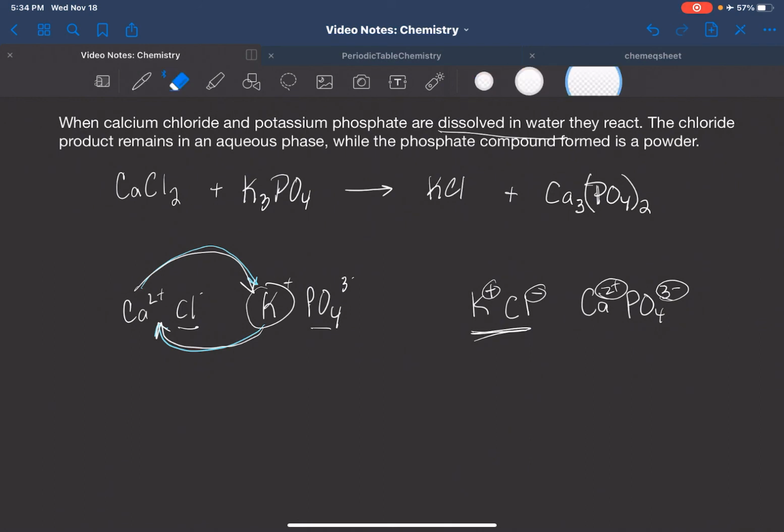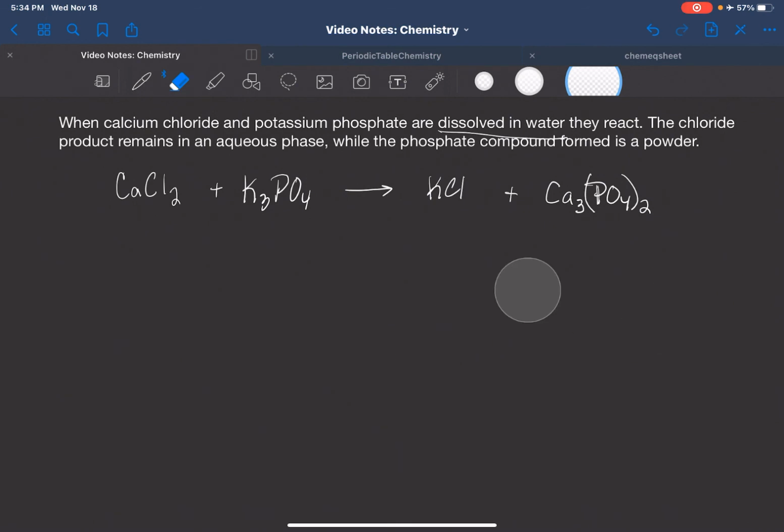So now let's go ahead and clean this up. Get that scratch work out of the way. Now let's worry about our phase labels again.